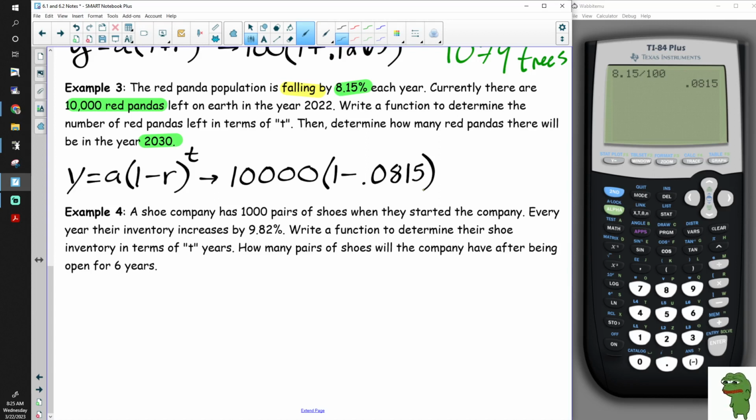If the year is 2022, and I want to know how many pandas there will be in 2030, how much time has gone by? From 2022 to 2030 is how many years? 8 years. So we are looking at an 8-year time period. So that would be an 8.